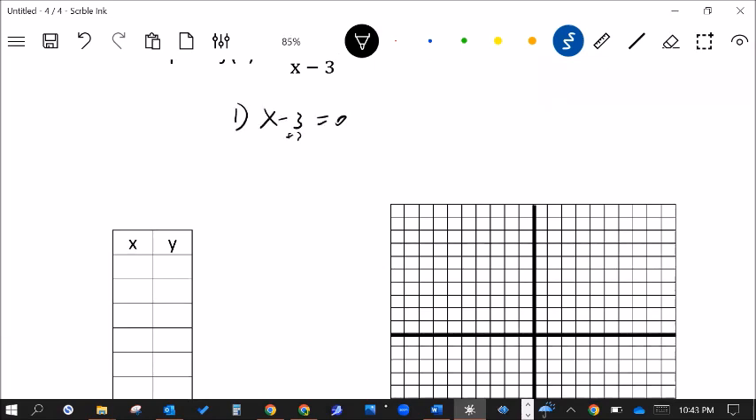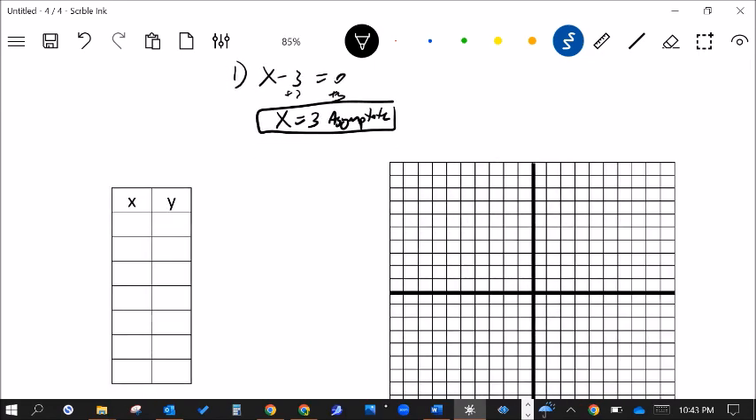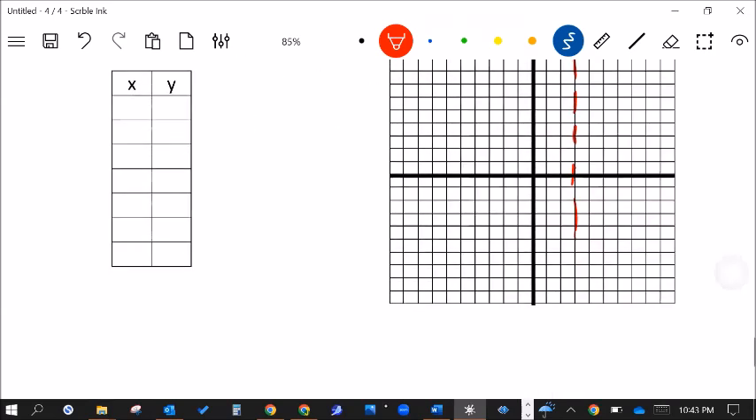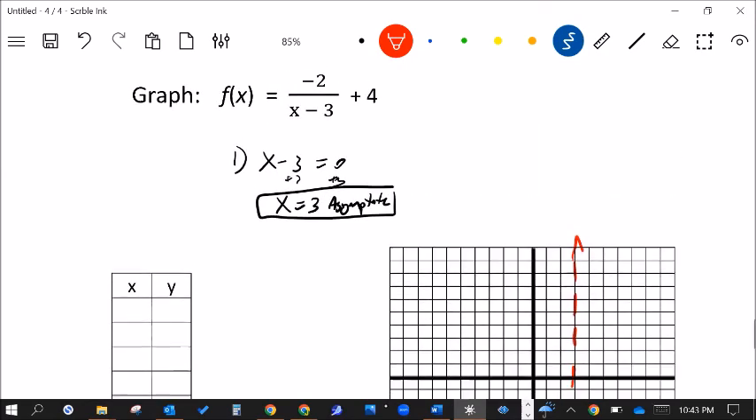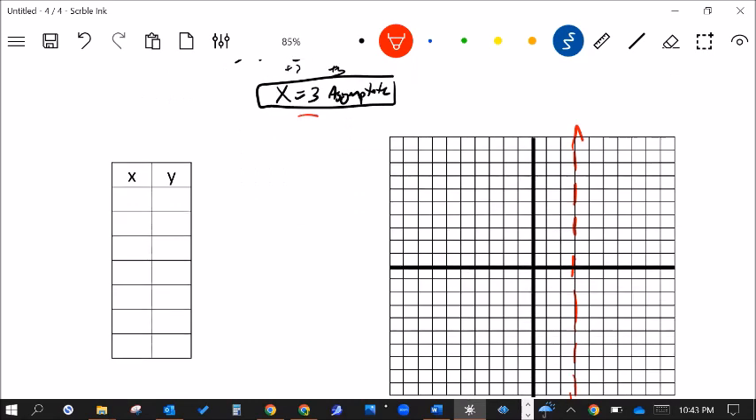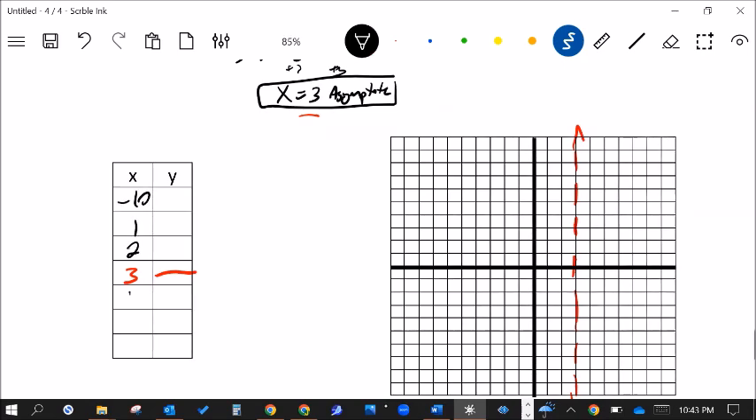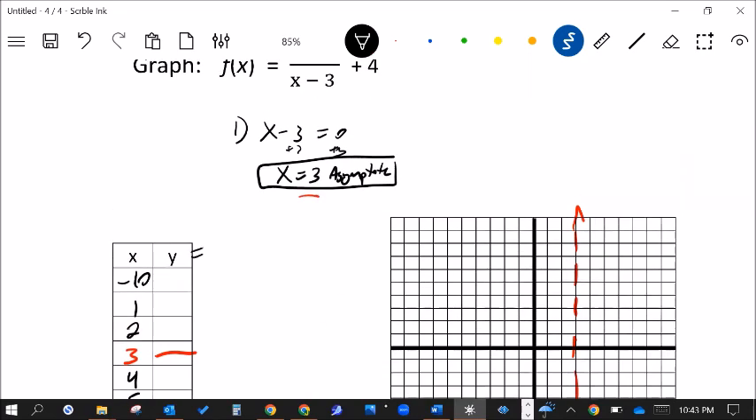All right, so the first step that we do is we take that bottom and make it equal to 0, add 3, x equals 3 is the asymptote. Okay, so I'm going to go over to where +3 is. I'm going to do a dashed red line that shows what we're not allowed to have here. Okay. So we take that 3 and we put that in the middle here. And now we want to take two numbers on one side, like 2 and 1 and -10. And on the other side, like 4 and 5 and +10. And we're going to calculate this.